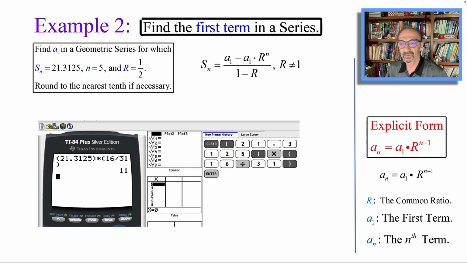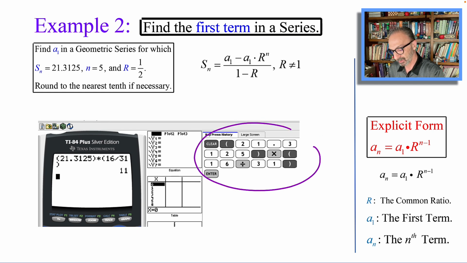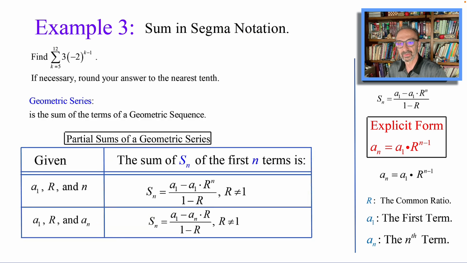This is how you multiply using the calculator, using parentheses, open parentheses. As you could see, the key is right here. Open parentheses, type 21.3125, close parentheses, multiply, open parentheses 16 over 31, close, and hit enter. And that's how I got 11. Example number 3.